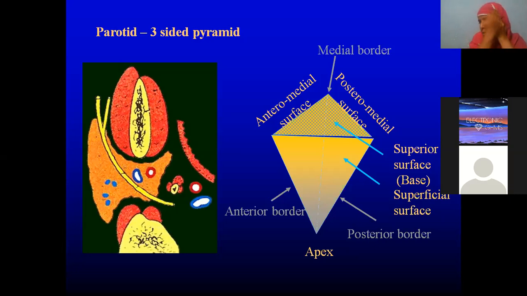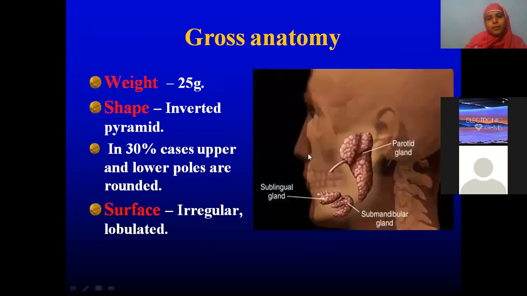Okay, the whole surface will be superficial surface. In front of the medial border is anteromedial surface. Behind the medial border is posteromedial surface. You got an idea? Yes. And the surface which is above, if you see like this, it is called the superior surface. It is all 3D, a three-dimensional gland.